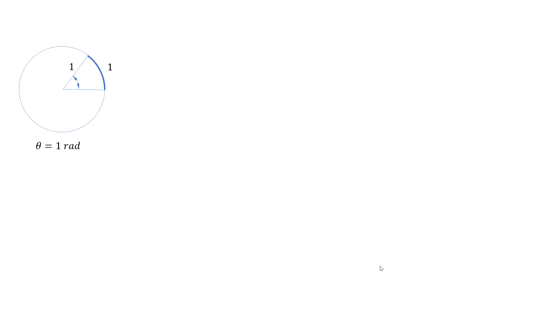Now what about degrees? To define degrees, let's look at some things. This is what we just saw, right? We have a part of a circle, that is, we have an arc of a circle, and if the arc length happens to be 1 unit and the radius is also 1 unit, in that case this angle is 1 radian. That's what we just saw.